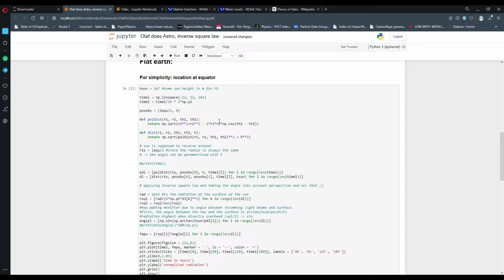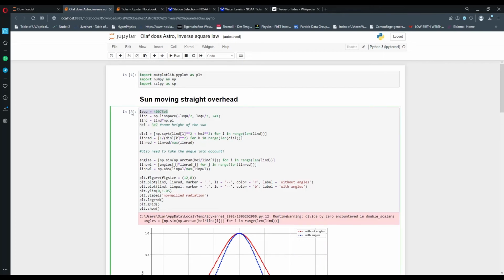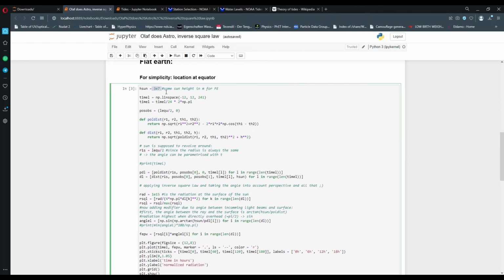I am moving it over the equator. And now the things are important, because I use the actual lengths of stuff, right? I use the length of the equator, which is in meters, of course. And the height of the sun is also important.